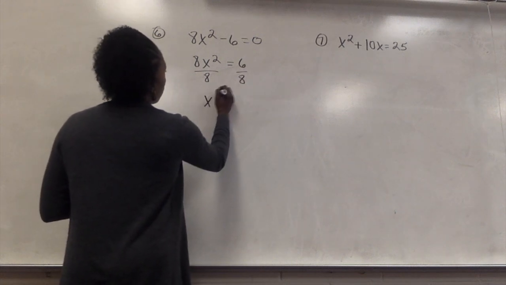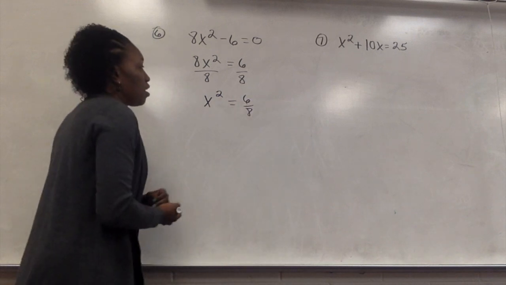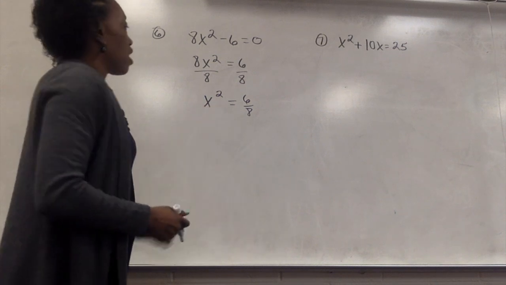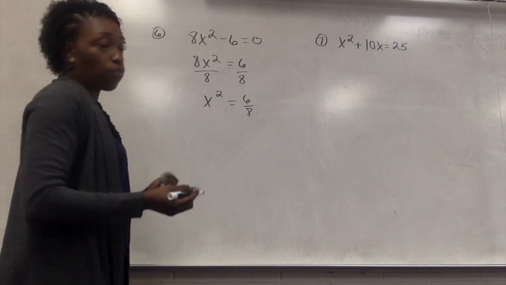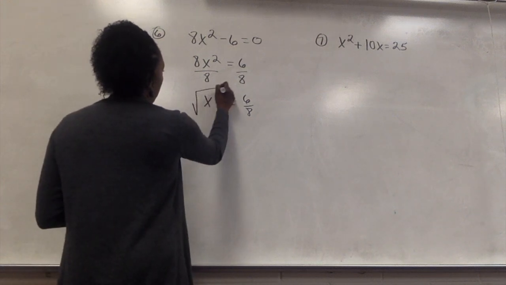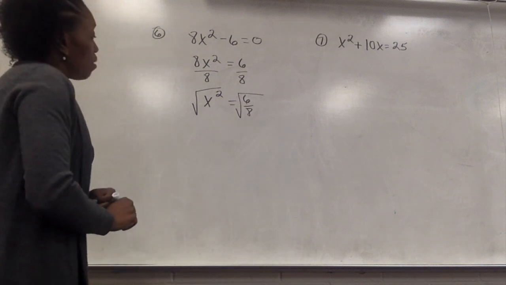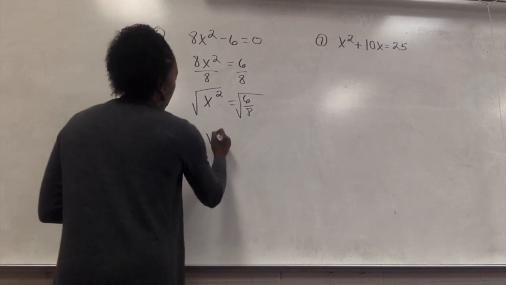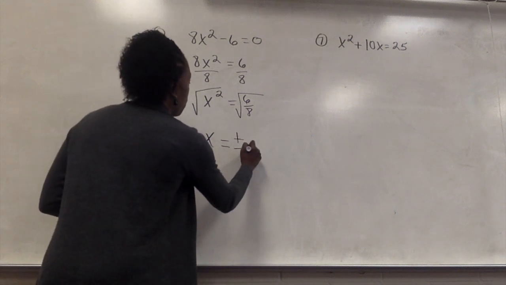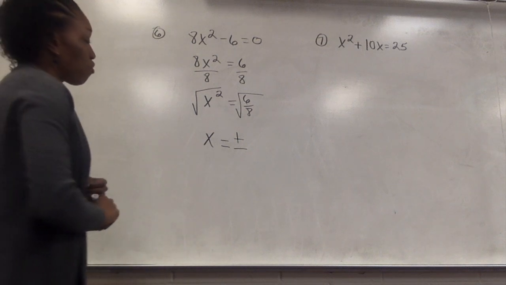I'm going to be left with x squared is equal to 6/8. Now, when you're trying to solve for x, I must then take the square root of both sides. At this point, what you do on one side, you're going to do to the other side. And this is going to bring my x out. And this makes it plus or minus always, because you can have a positive or a negative.